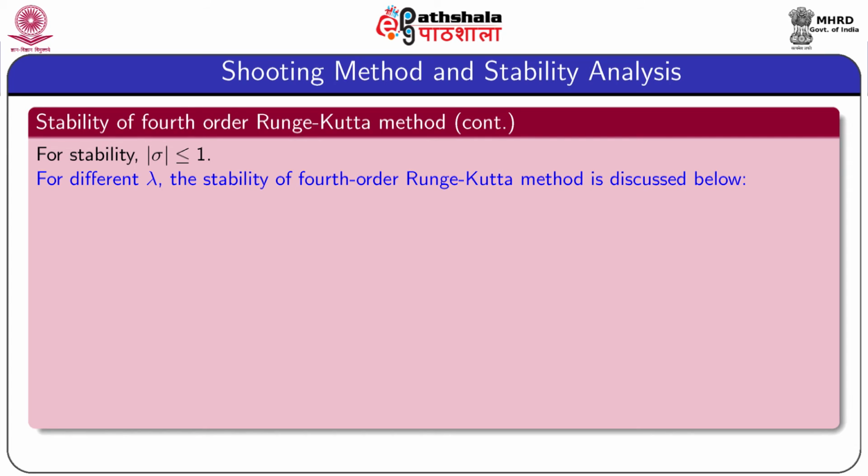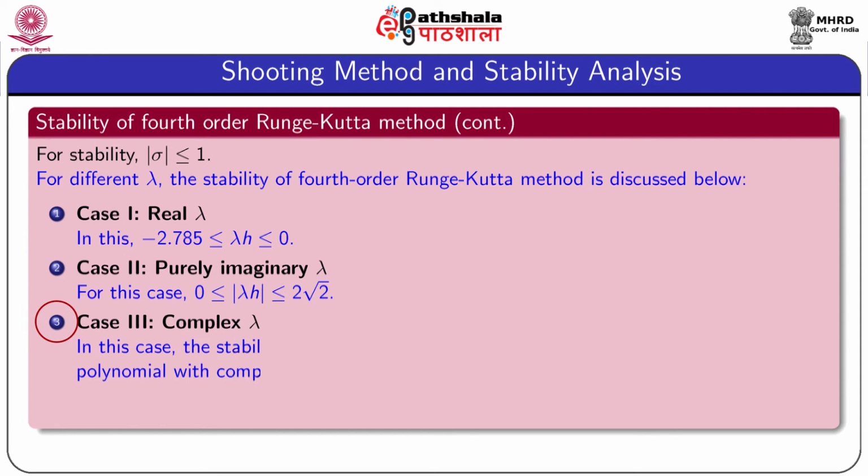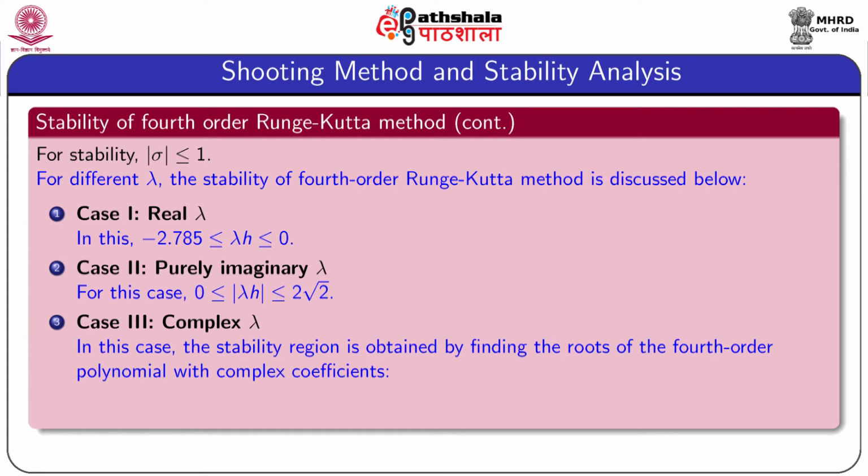For different values of lambda, the stability of the fourth order Runge-Kutta method is discussed below. For real lambda, the value of lambda h lies between minus 2.785 and 0, and in the case of purely imaginary lambda, the absolute value of lambda h lies between 0 and 2 root 2. In the case of complex lambda, the stability region is obtained by finding the roots of the fourth order polynomial with complex coefficients. So this is the fourth order polynomial, and the right hand side is taken as e to the power i theta, where theta is a real number, and note that lambda h is a complex number. So it is a complex polynomial of degree 4.